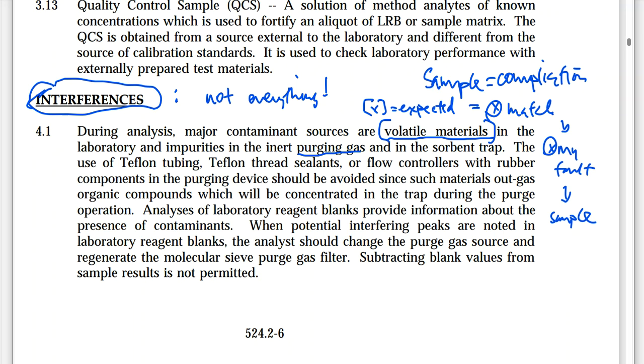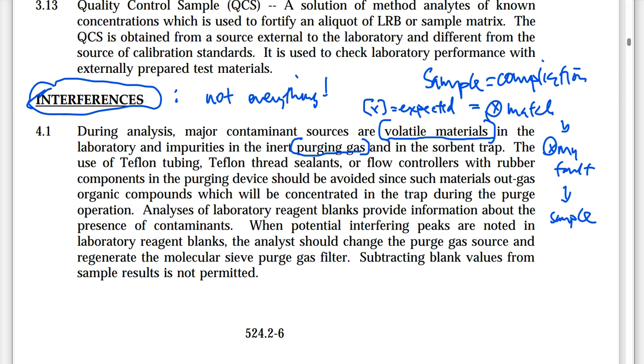It also says that the purging gas, whatever that is, could also provide us some contamination. It could provide us some interferences. It could help our expected concentration not match what we're getting in the laboratory and interfere with that process.